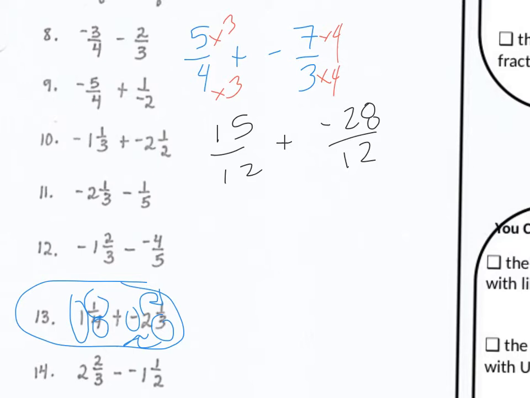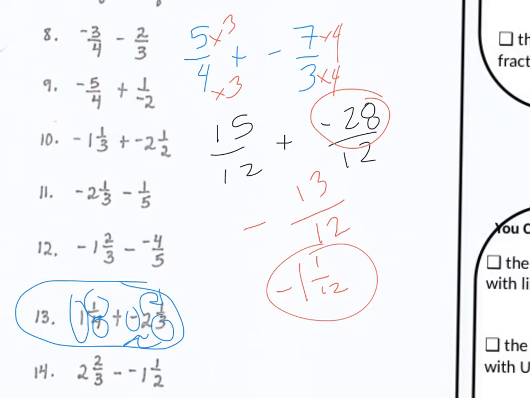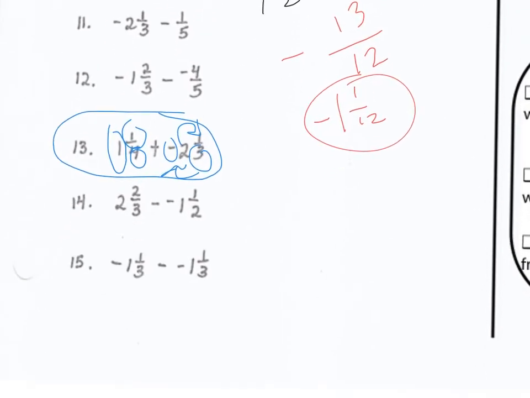Now the rules state when I'm adding and the signs are different, I keep the sign of the largest number, so my answer will be a negative. And now I can subtract the tops, the numerators, and I get 28 minus 15 is 13, and the denominators don't change. And now I must convert that to a mixed number. 12 goes into 13 once, so that'll give me my negative 1 with 1 over 12 left over. And you're done. So essentially, the rest of them are like that.